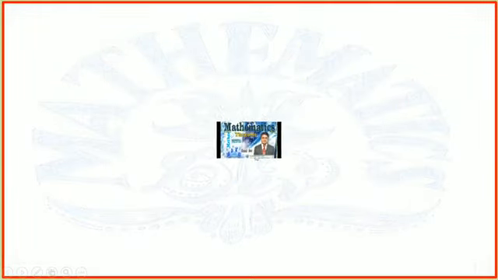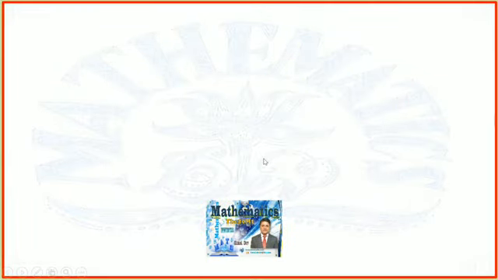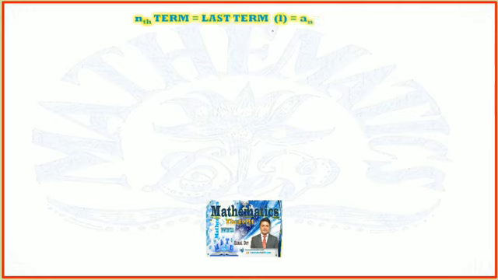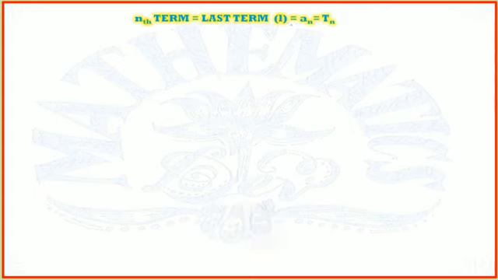So now let us move towards our next exercise, that is 5.2. But before that, let us have a recapitulation of the concept of nth term. The nth term is also known as the last term and is denoted by small l, or small letter a suffix n, or capital letter T suffix n. All are the same. L, a_n or T_n are called the last term.